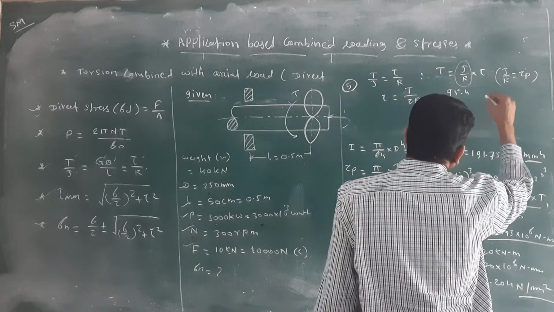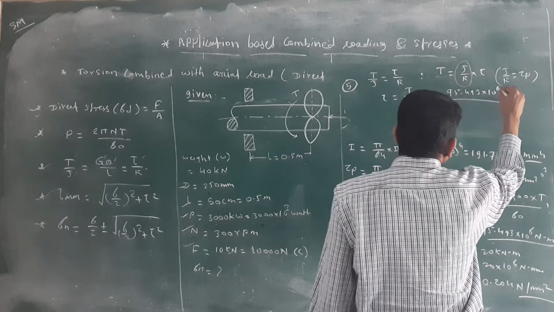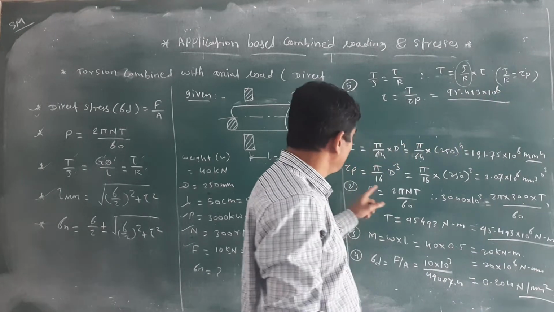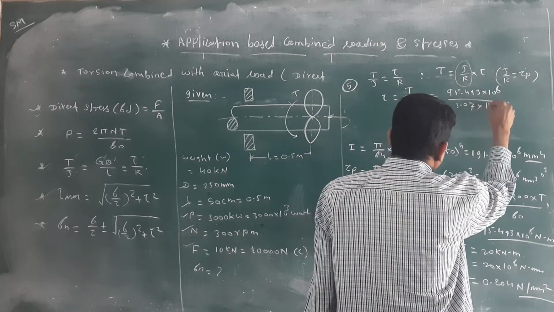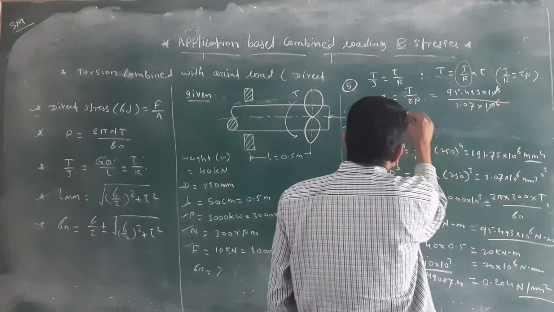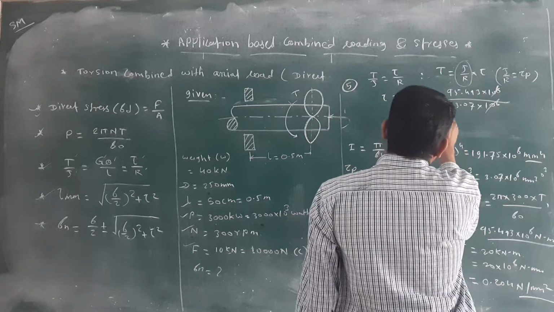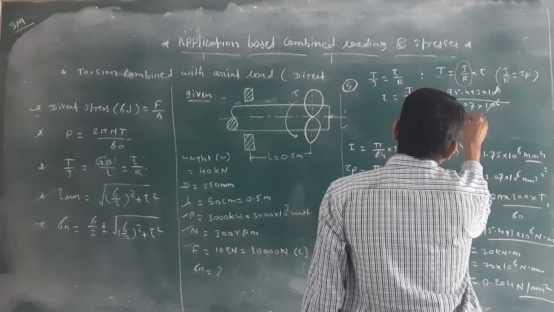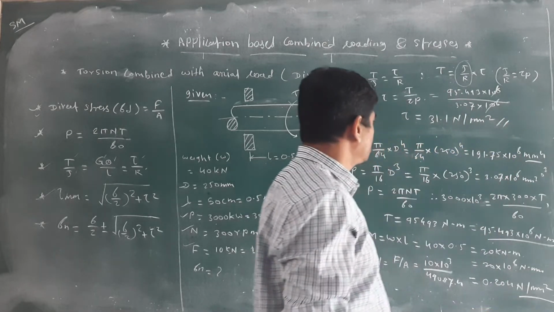95.493 into 10 raised to 6, divided by what is the value of ZP? Here it is 3.07 into 10 raised to 6. The 10 raised to 6 get cancelled. Once you have calculated this, you will get tau equal to 30.1 Newton per mm square. This is the value of shear stress.